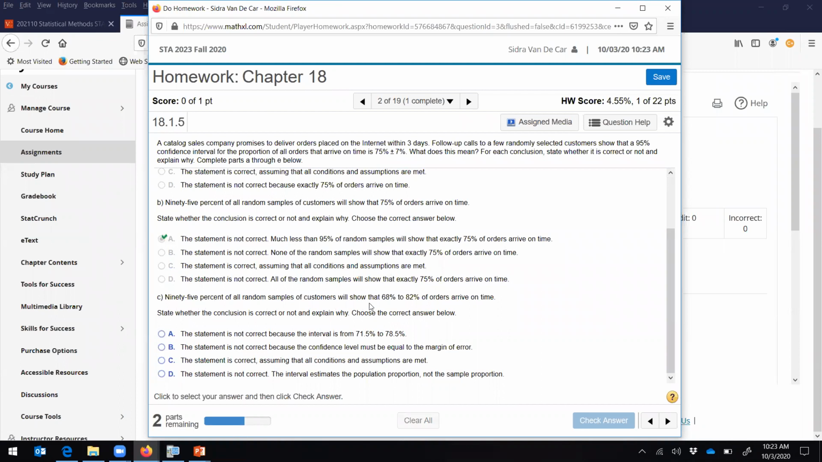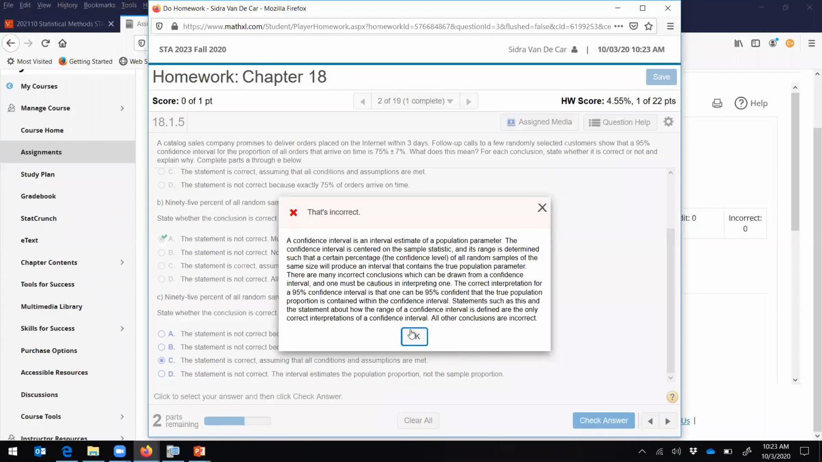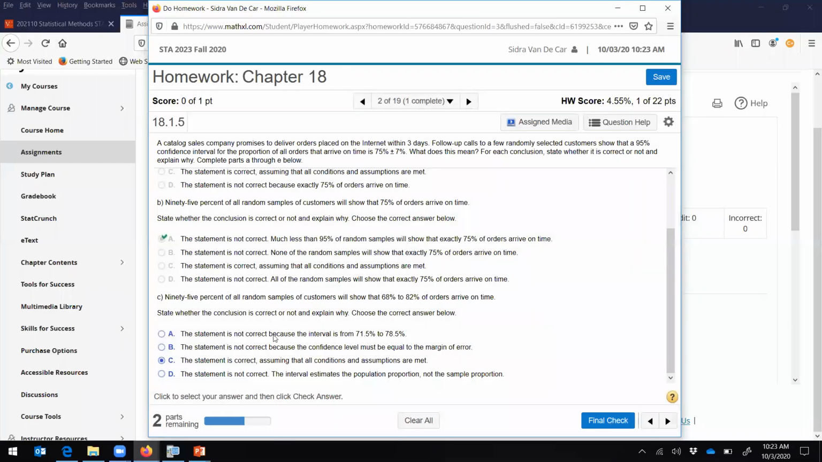95% of all random samples of customers will show that 68% to 82% of orders arrive on time. Okay, that's the correct idea? This is stated with certainty. And as we know, there's some random variation, but we would expect approximately 95% of all random samples to show that 68 to 82% of orders arrive on time. It's because of the certainty.